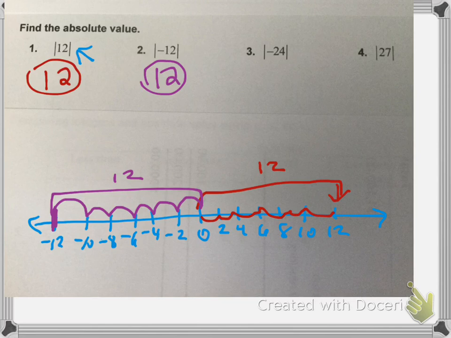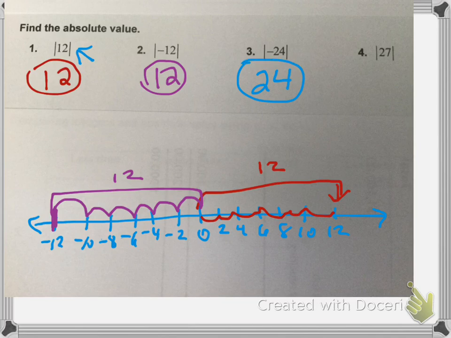But the absolute value for number 3 is the absolute value of negative 24. How far away is negative 24 from 0? Well, if negative 12 was 12 away from 0, negative 24 would be 24 away from 0. So the answer here would be 24.